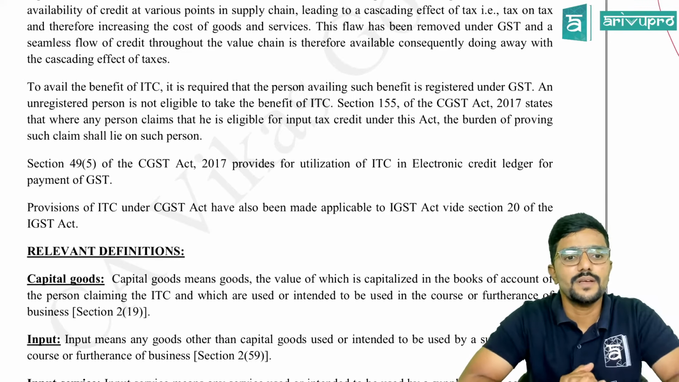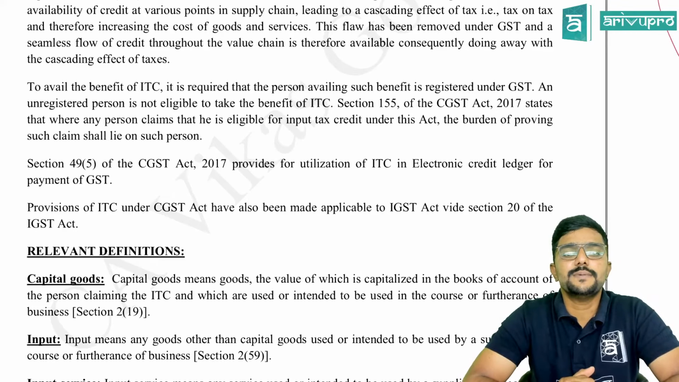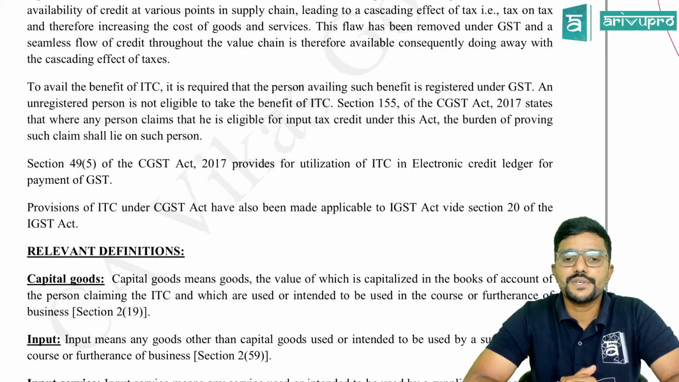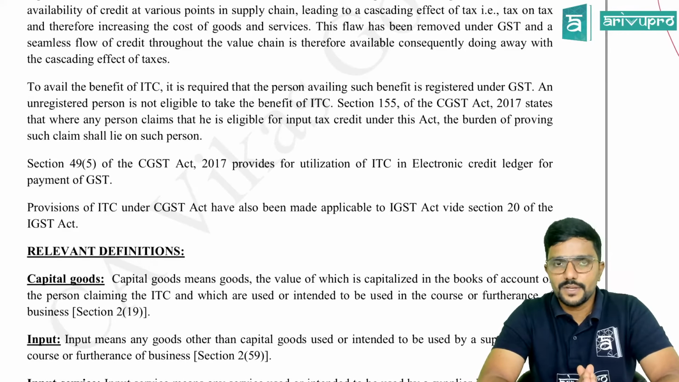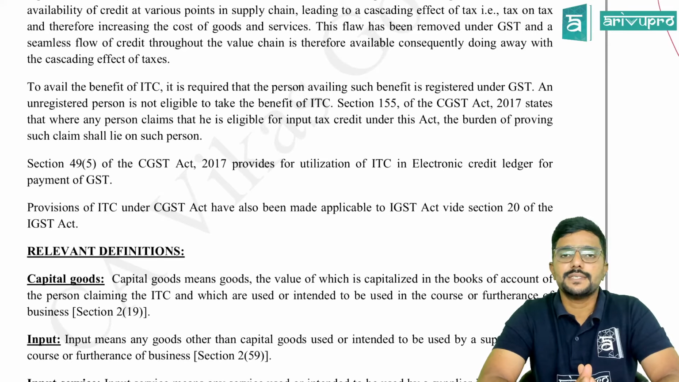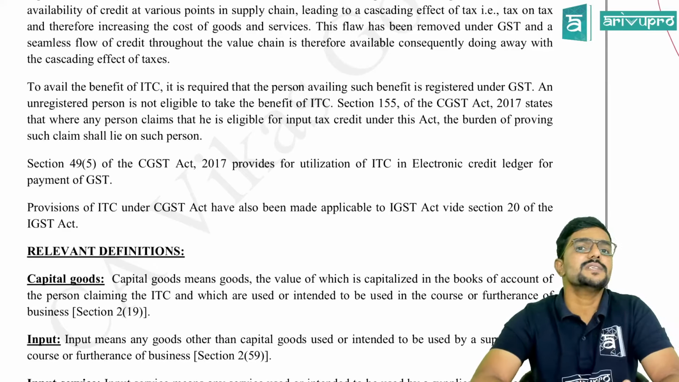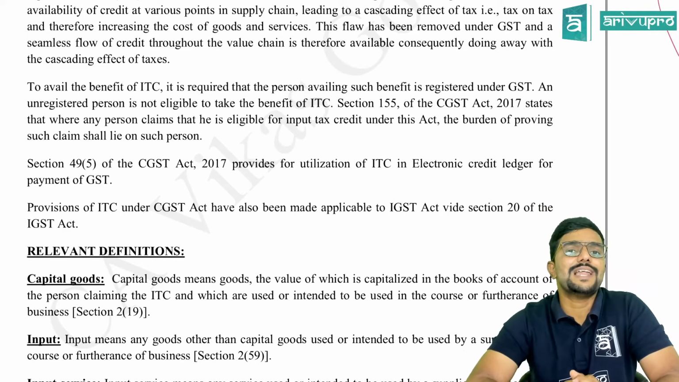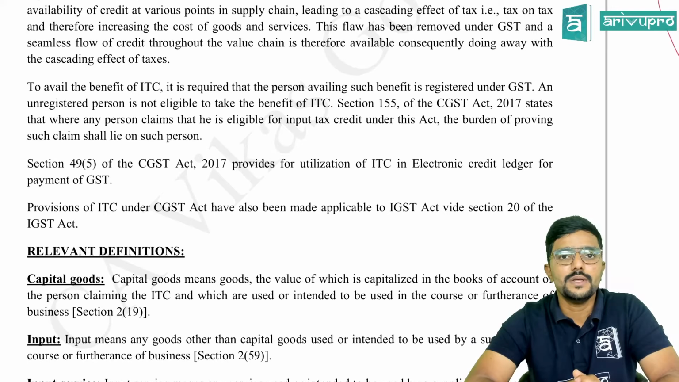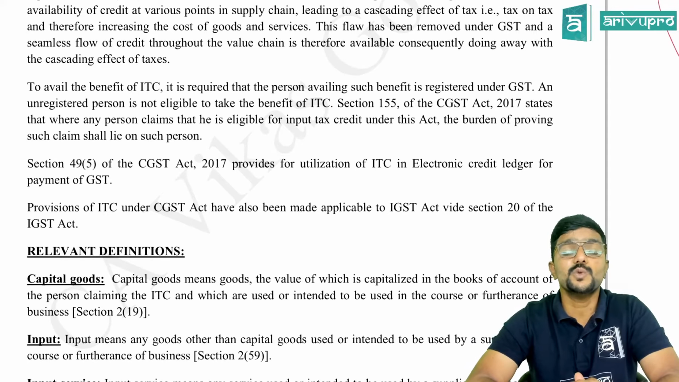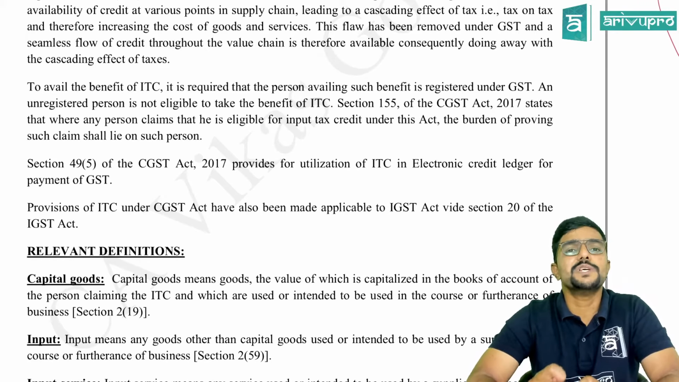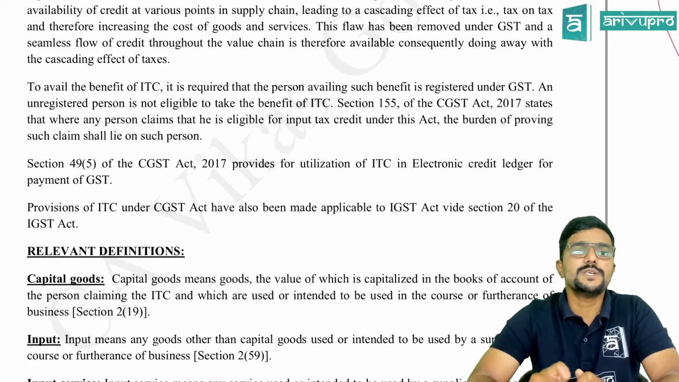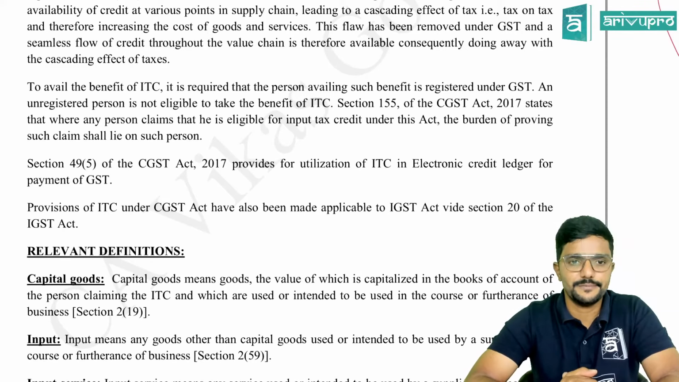Agree? Yes, sir. An unregistered person is not eligible to take the benefit of ITC. Section 155 of the CGST Act states that where any person claims that he is eligible for input tax credit under this Act, the burden of proving such claim shall lie on such person. So if any person says, I am eligible to claim a credit of 1 lakh or 5 lakh, 10 lakh or whatever amount, the responsibility is with him to prove that he is eligible to claim the credit. The onus is with the person who wants to claim the credit.